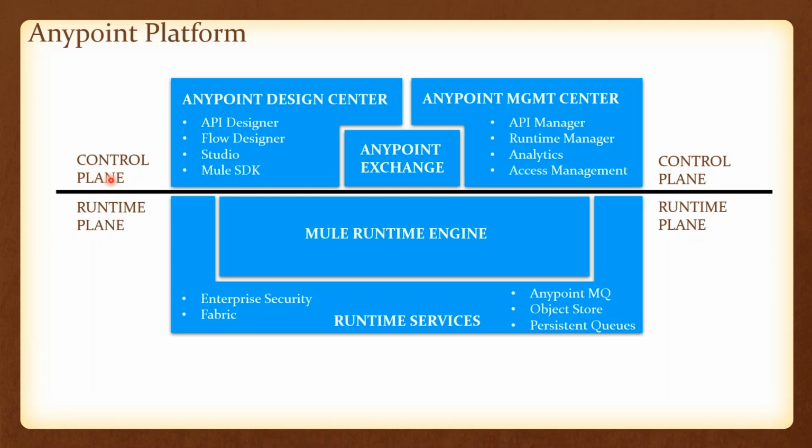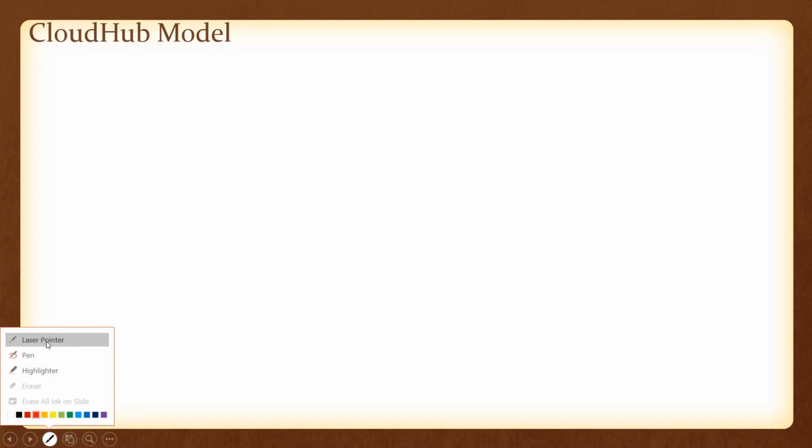Now, depending upon the location of the control plane and the runtime plane, we have multiple deployment models. So let's now see each of the deployment models in the next slides. The first deployment model that we are looking at is the CloudHub model. In this particular model, the control plane and the runtime plane are both on MuleSoft's CloudHub, and this CloudHub is backed by Amazon's AWS.